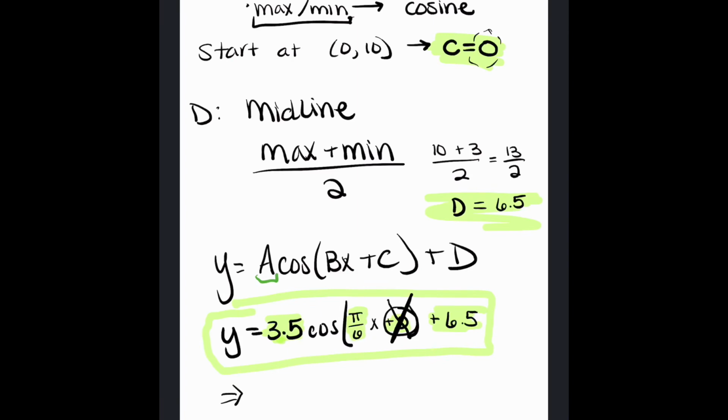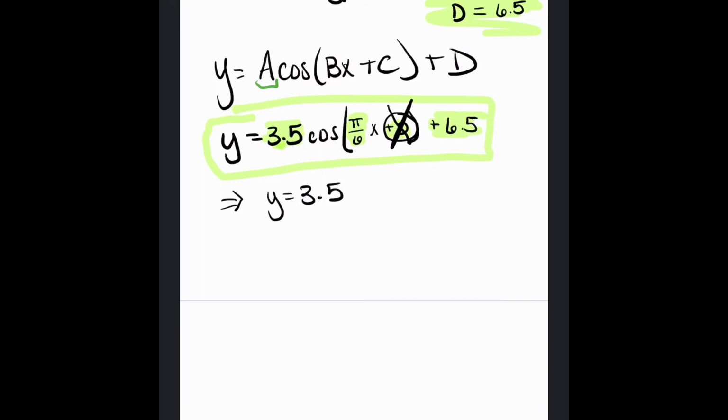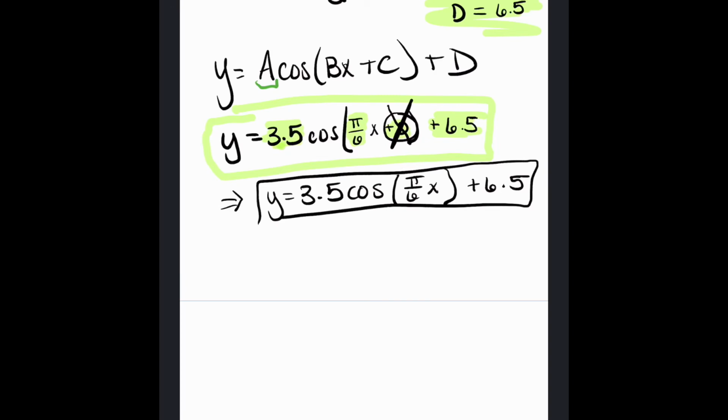And our final answer would be y equals 3.5 cosine of pi over 6x, and then we can just close the parentheses, plus 6.5. This is your final answer for number 3.